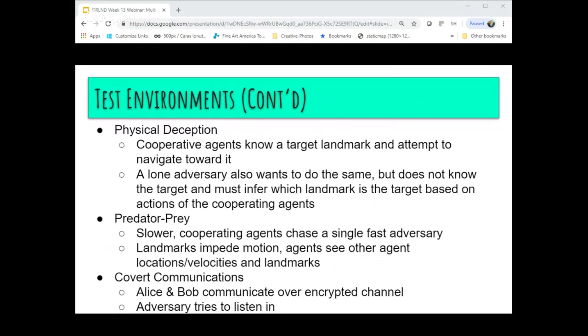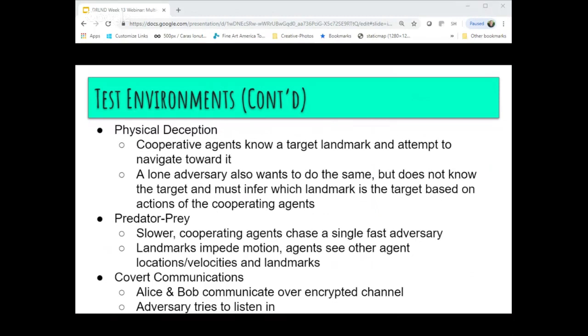It's called physical deception because the idea is that the cooperating agents somehow have to try to deceive the adversary from inferring which landmark is the target one that's supposed to be navigated towards. And while they're trying to deceive that adversary, at the same time they're also navigating towards that target. So kind of an interesting environment there.